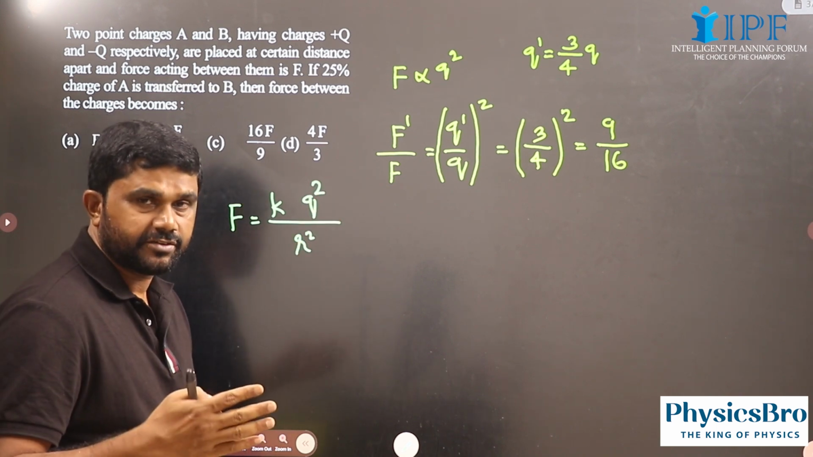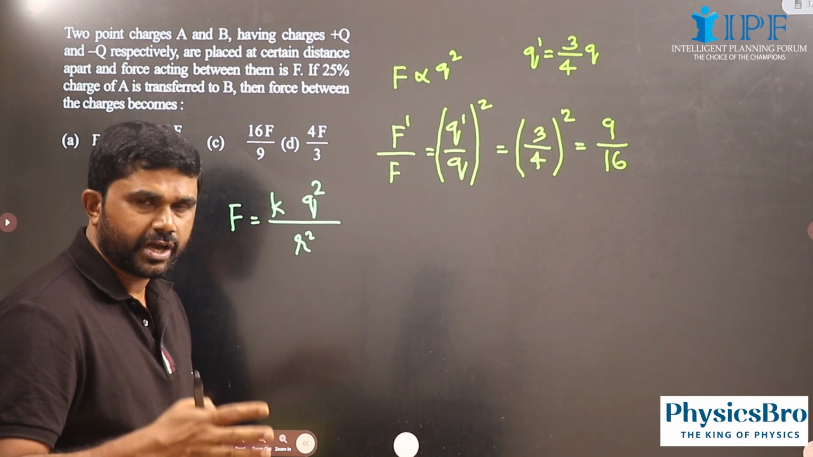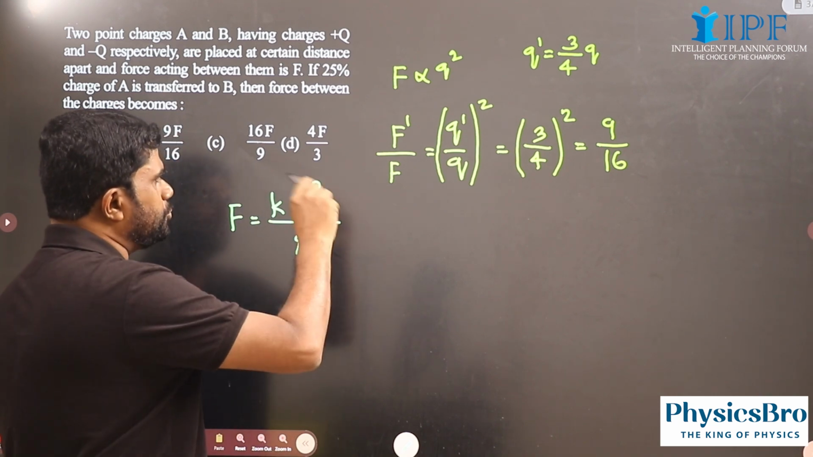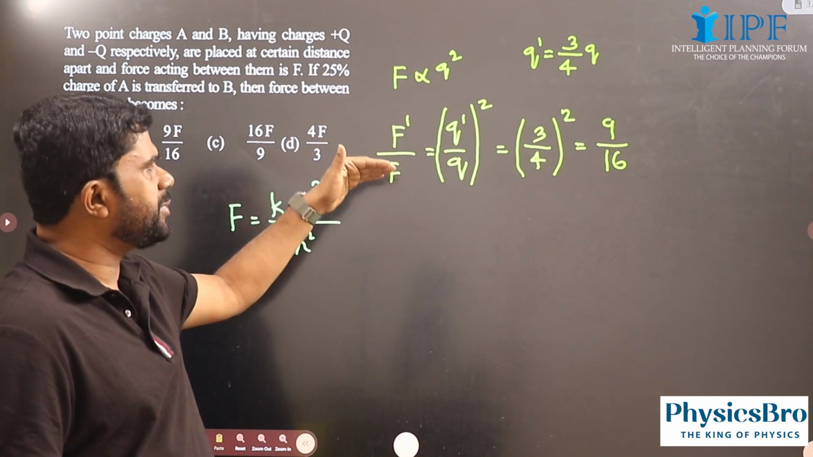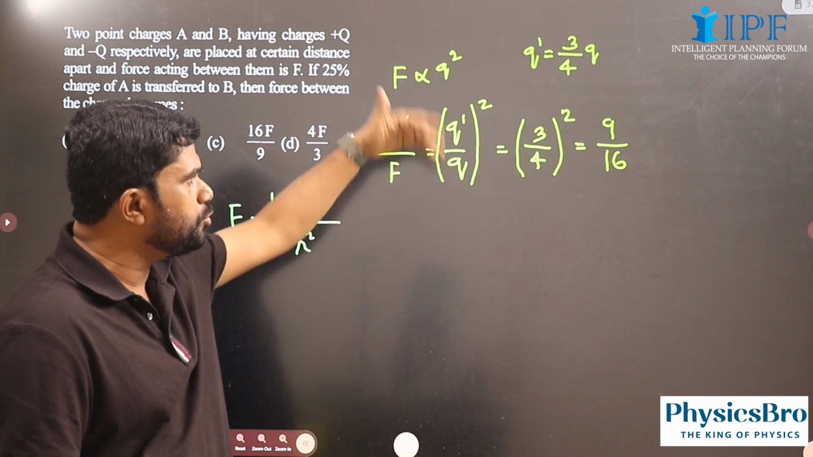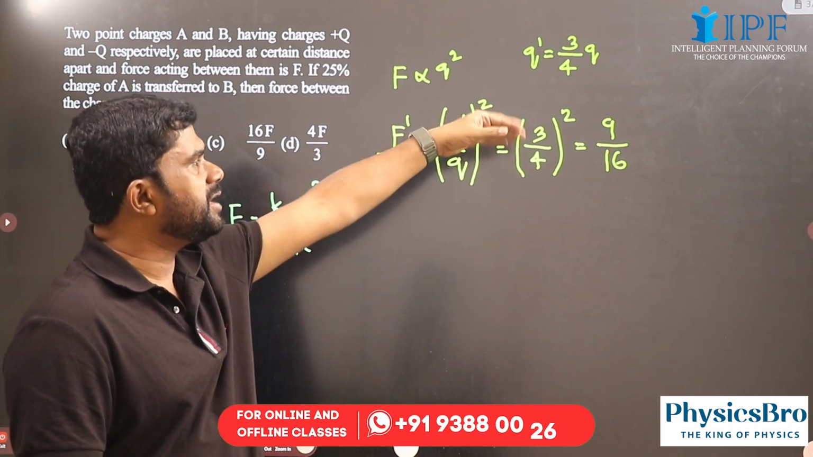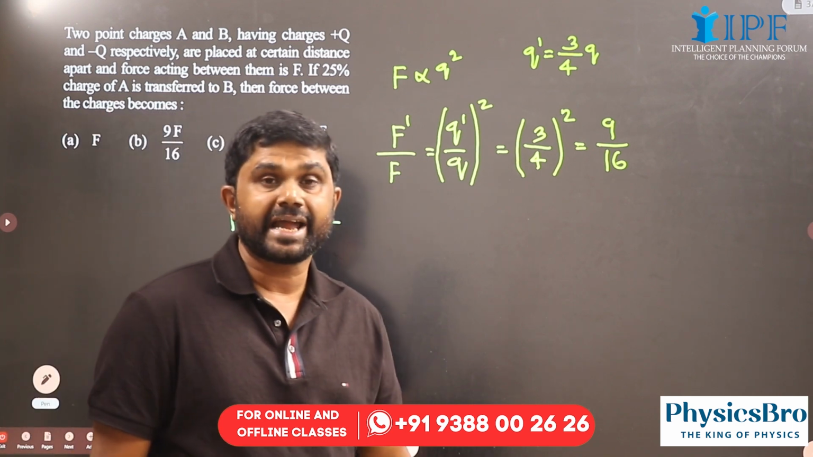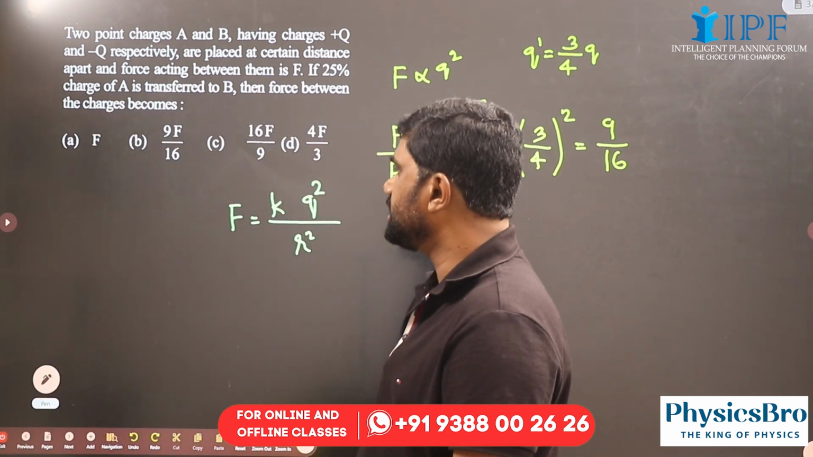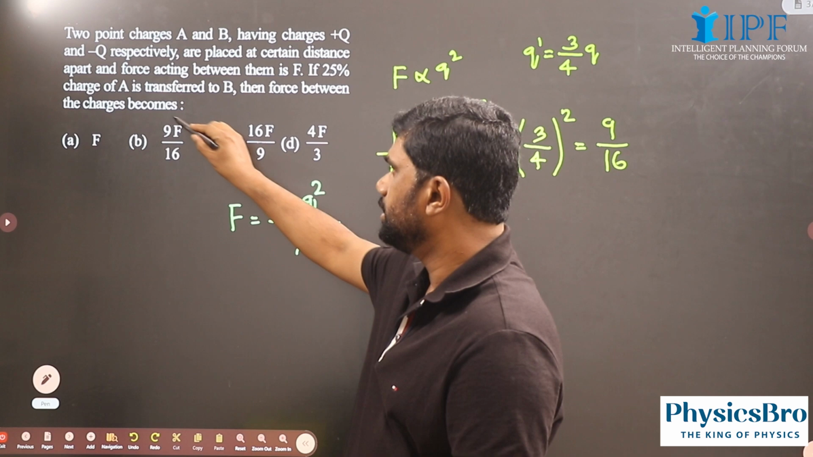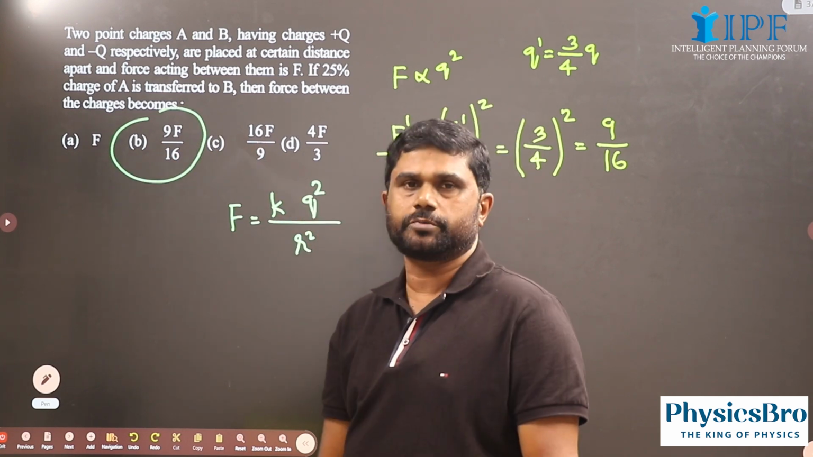K we are not changing, R also we are not changing, we are changing only this Q. So F dash divided by F, we can write as Q dash by Q whole square. Q dash by Q is 3 by 4, so 3 by 4 whole square, or it is 9 by 16. So F dash will be 9F by 16. So this is the correct option.